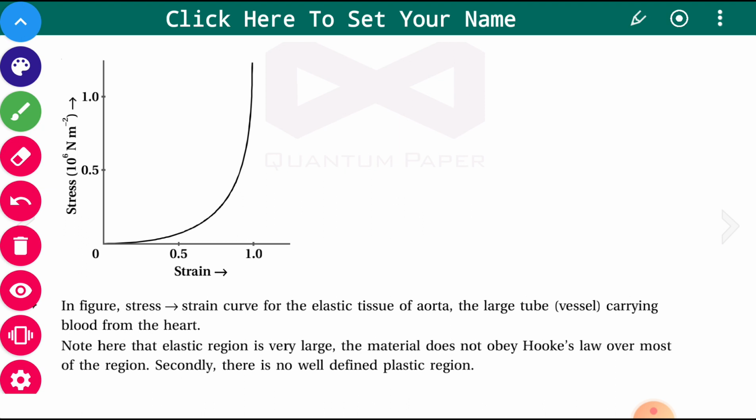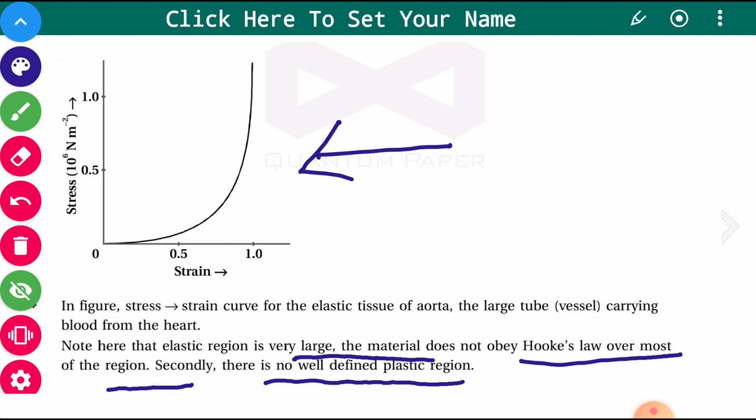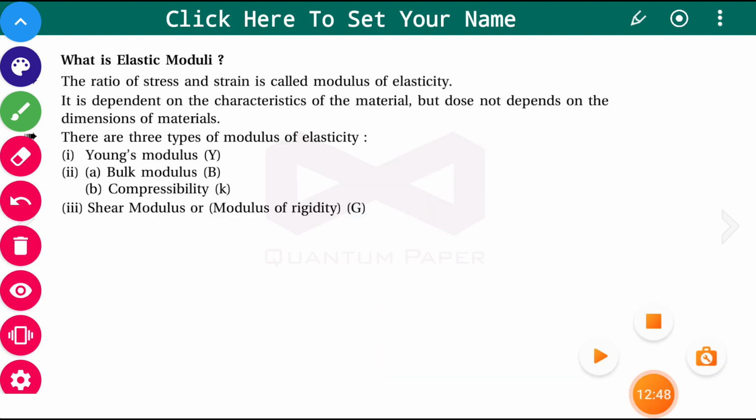There is a non-linear relationship between stress and strain. Note here that the elastic region is very large, meaning deformation can be several times and again it can be brought into the same original shape and size. Hooke's law over most of the region is not obeyed. Secondly, there is no well defined plastic region. So these are the characteristics of this stress versus strain graph for the elastomers.